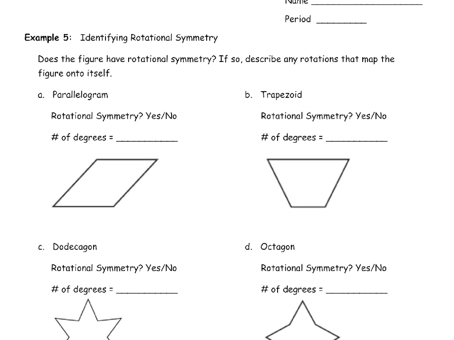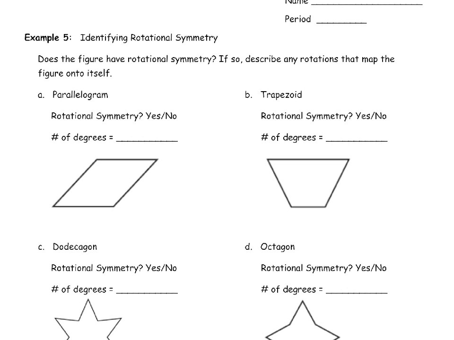All right, here we're going to be identifying rotational symmetry. Does the figure have rotational symmetry? If so, describe any rotations and map it. First we're looking at a parallelogram. Now, we've talked about lines of symmetry. Just because it has lines of symmetry doesn't necessarily mean it has rotational symmetry.